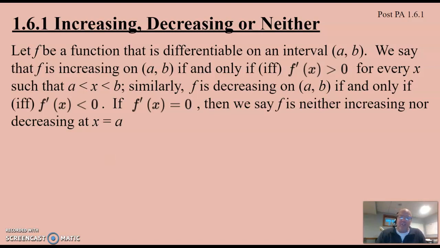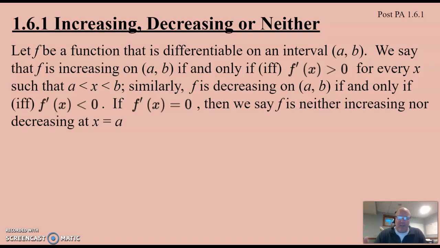So if f is a function that is differentiable on an interval from a to b, meaning that the derivative exists everywhere within this interval, we say that f is increasing if and only if f prime of x is positive. All right. Similarly, we say f is decreasing if and only if f prime of x is negative.